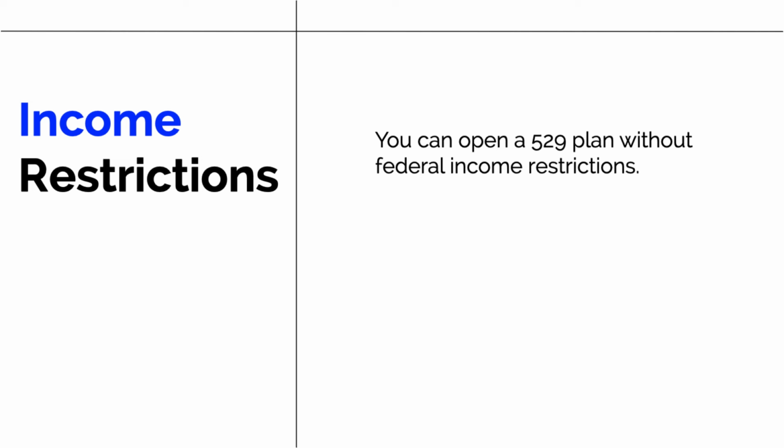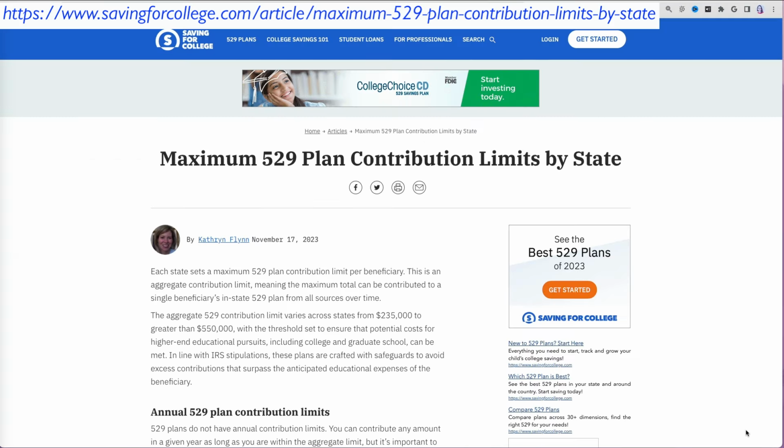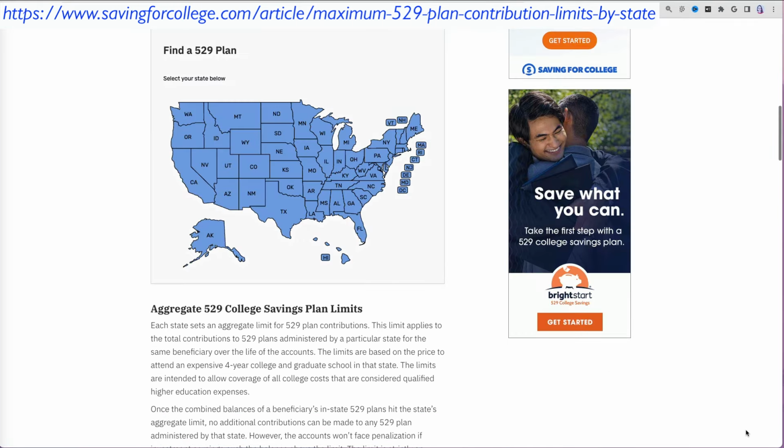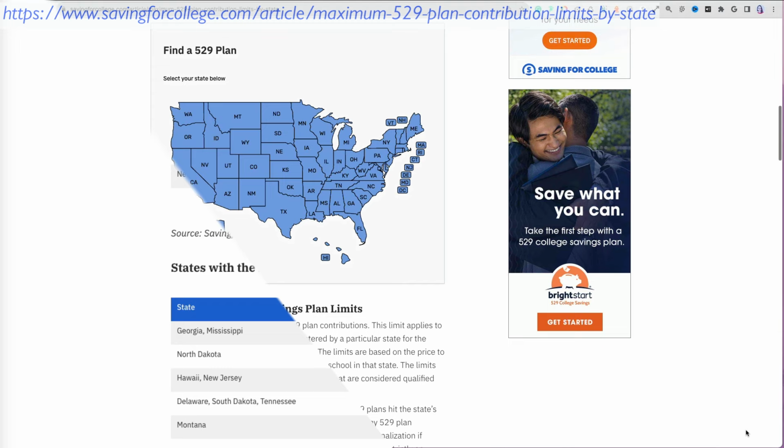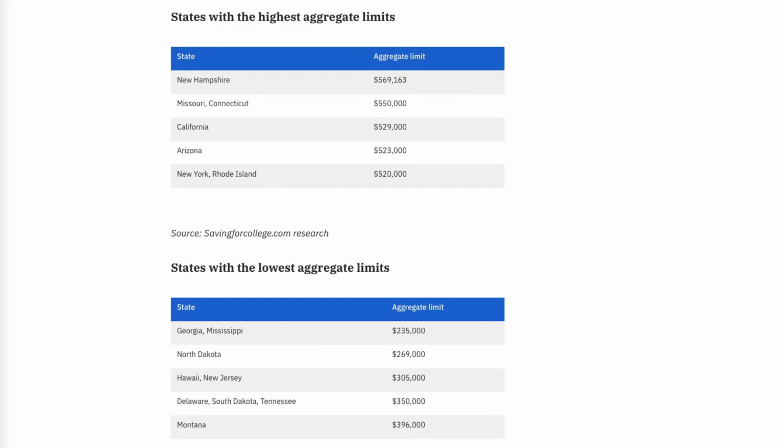There are no federal income limits to open a 529 plan. However, some states do impose them for eligibility. Unlike IRAs, 529 plan lifetime contribution limits are very generous and are determined by individual states, ranging between $235,000 to $550,000 across all accounts for a single beneficiary.